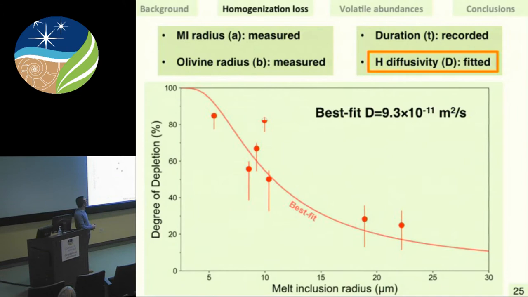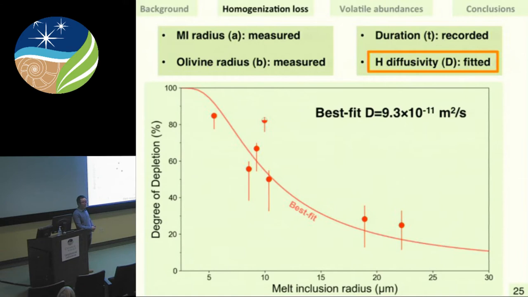So as we just said, this model has four parameters. For our data, the radius of the melting solution and the olivine could be measured directly. And the experimental duration has been recorded. So we have only one free parameter, which is the diffusivity of hydrogen in olivine. So we can use the model to fit our data. And you can see that the best fit curve goes through our data fairly well.